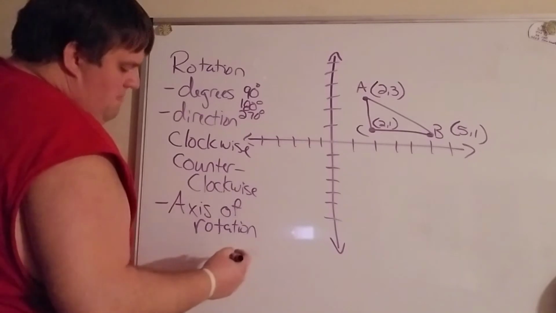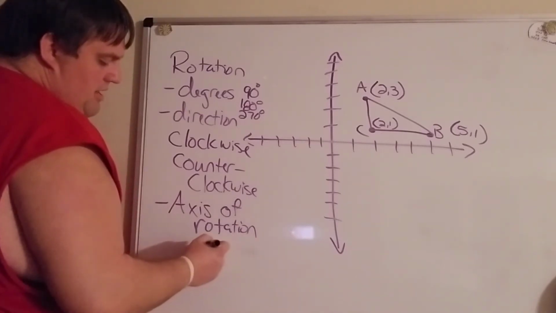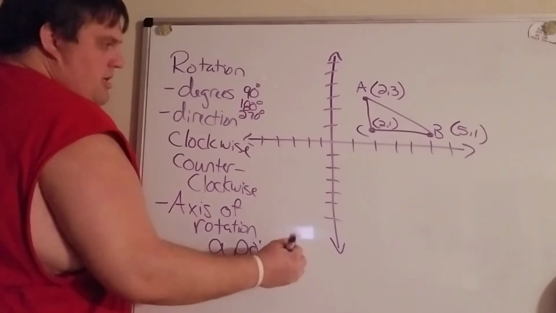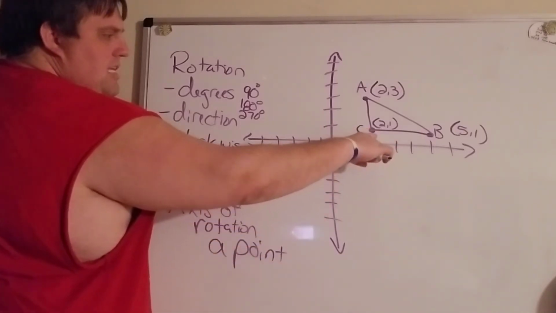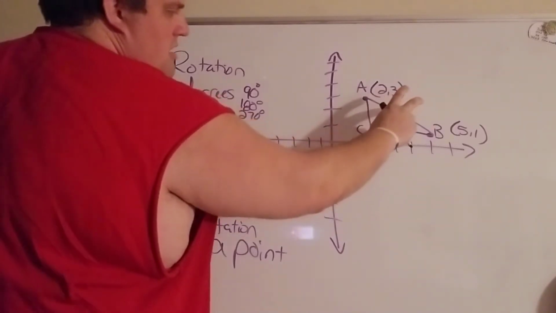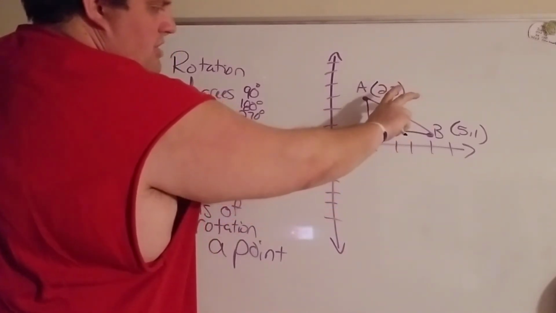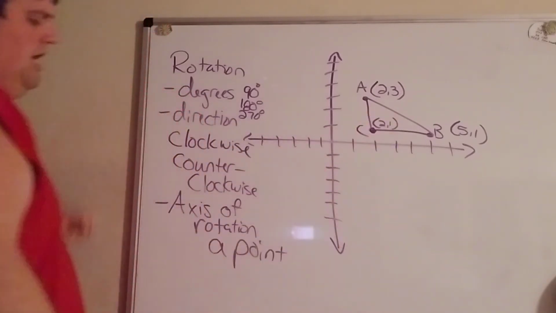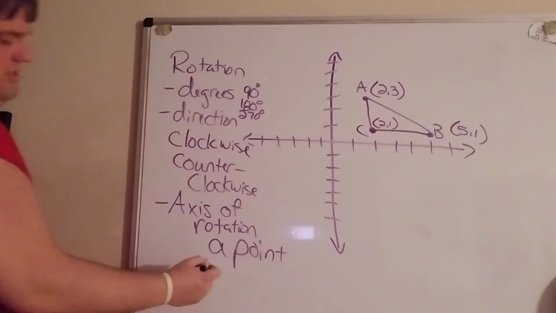So it could be a point. For example, we could spin this thing around point C, and that would be our axis of rotation. We just put that little brad right there and then turn this thing, and it would still be on point C. Is it around the origin?